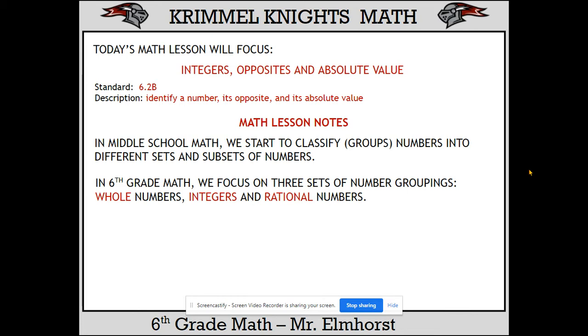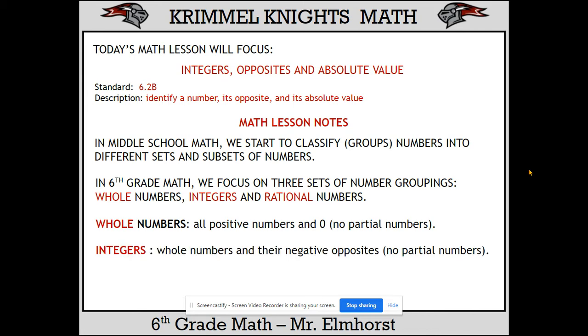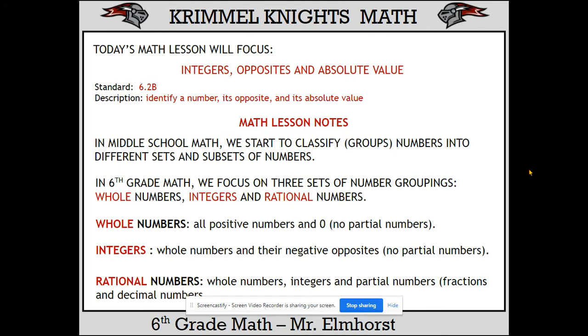We started talking about rational numbers, integers, and whole numbers. Whole numbers include all the positive numbers on a number line and zero, but not the between-the-numbers values, the partial numbers. Integers are all those whole numbers, all the positives, and then their opposites, which would be the negatives, and still no partial numbers, nothing between the numbers. Then rational numbers include all the whole numbers and integers, and that's where the group will include all of those partial numbers, which would be the decimal values and the fractions with the remainders.